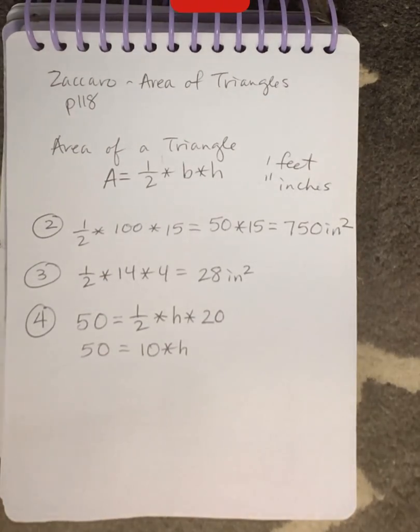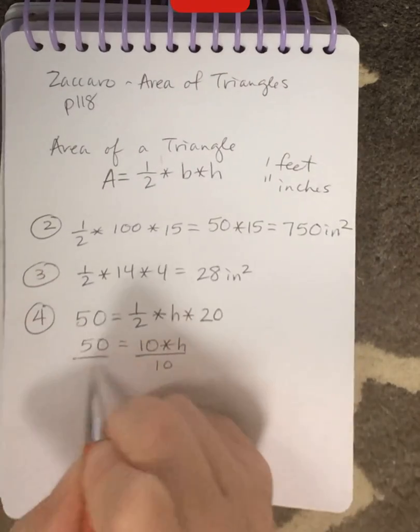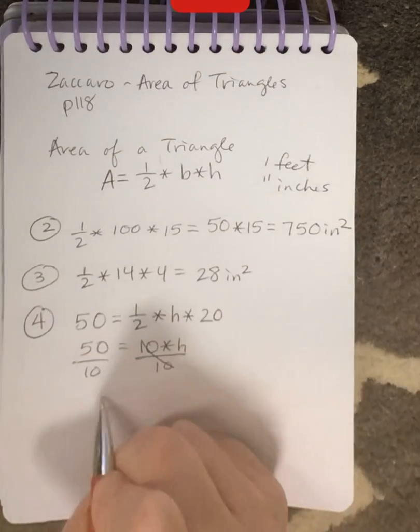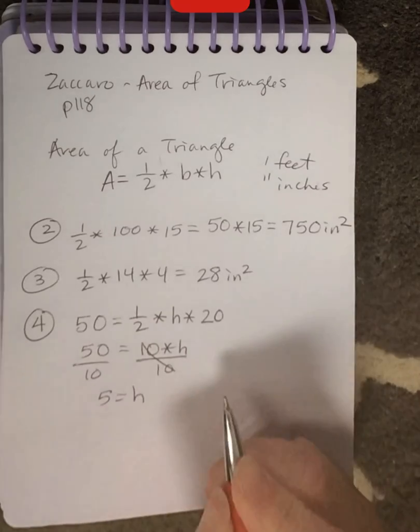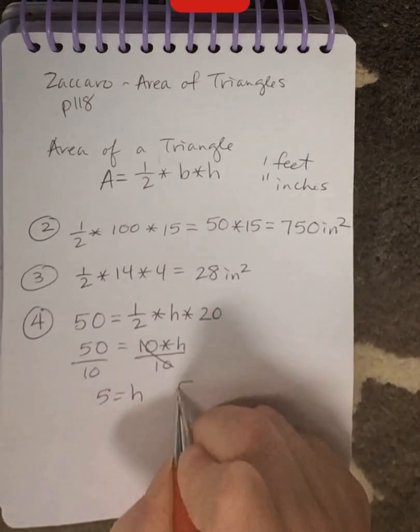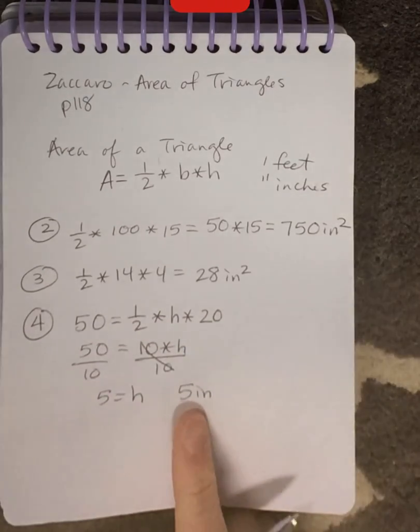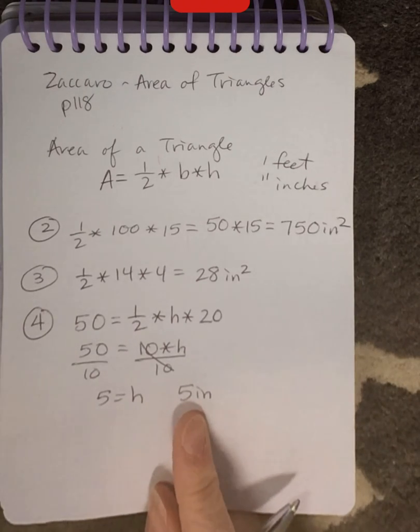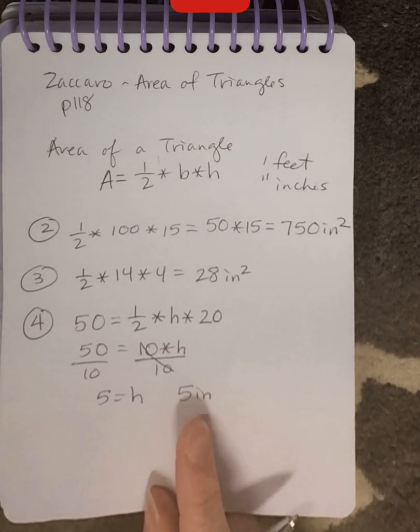And now I use what I know of algebra, and I divide both sides by 10. That cancels out, so 5 equals my height. And it is square inches, so it is 5 inches. Height is going to be a measurement of length, not of area, so my inches are not squared.